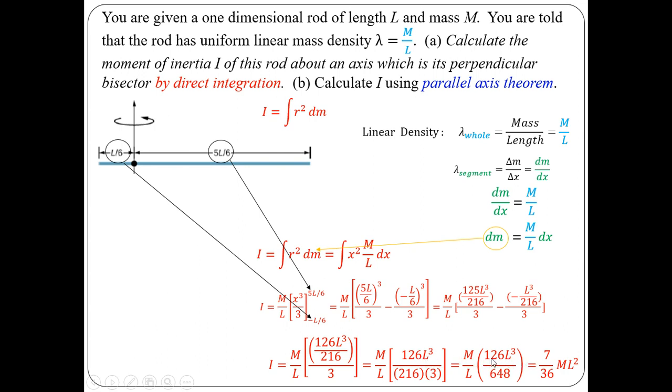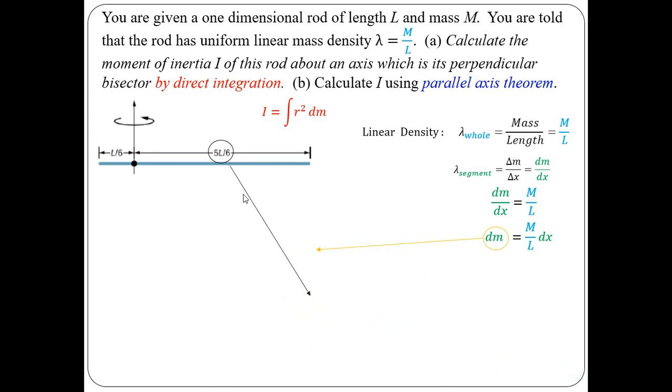And if you reduce 126 and 648 properly by dividing by a common factor, you'll get 7 over 36. And then notice here there's an L in the denominator, and this is L cubed. So now that we're multiplying, the L in the denominator is going to cancel out with one of the L's, giving us the final product of just L to the second power. So there is the moment of inertia for this rod pivoted at this particular distance away from the left end of the rod, which is L over 6. Okay. All right, so that's it for part A. And then part B asks us to use the parallel axis theorem.